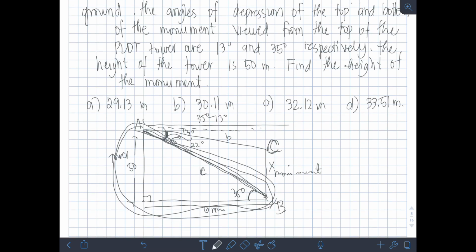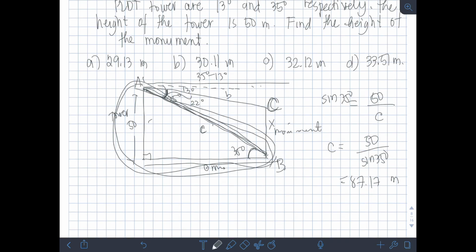So, we have sine of 35 degree is equal to opposite over hypotenuse. So, yung opposite sa kanya ay yung height ng tower na 50 over yung hinahanap natin na hypotenuse na C. So, therefore, C is equal to 50 over sine 35 degree. So, using calculator, masasolve natin si C as 87.17 meter. Okay, so meron na tayong C.